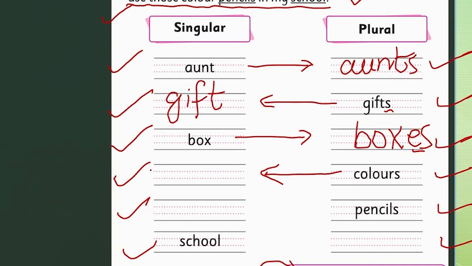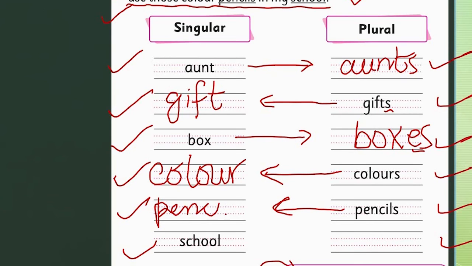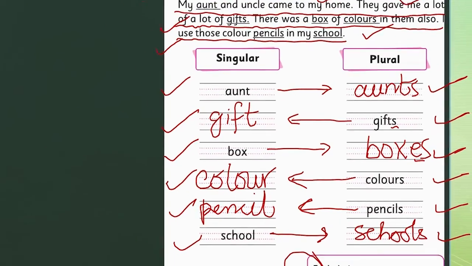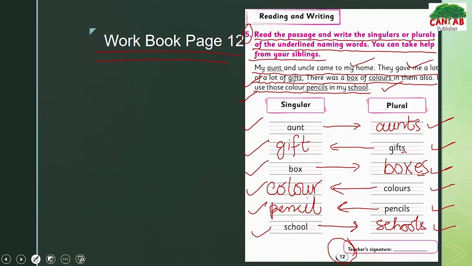Colors, color. Pencils, pencil. School, schools. Aunts, gift, boxes, color, pencils, schools.